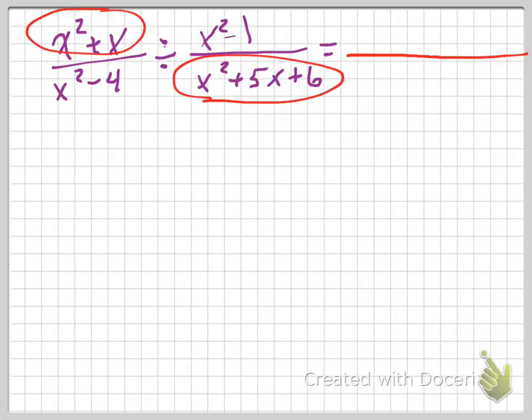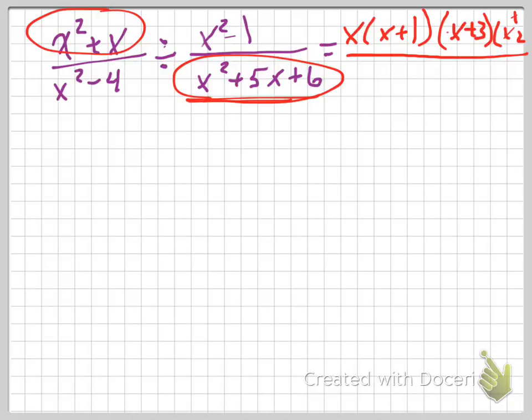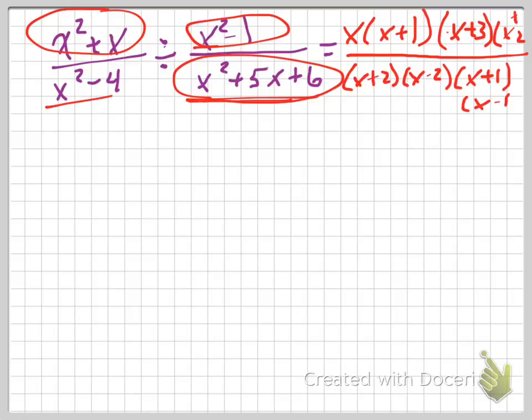So this stays on the top, and it's an x times x plus 1, times this whole thing comes to the top, and that's going to factor into x plus 3 and x plus 2. I'm running out of room over there. X plus 2, you can see that, I hope, over there. And this one is going to factor into x plus 2, x minus 2. And this one will have flipped to the bottom now, which is an x plus 1, x minus 1.